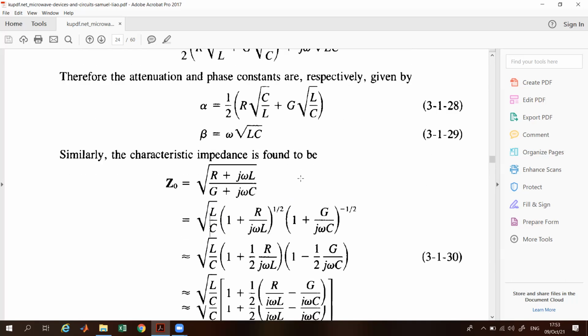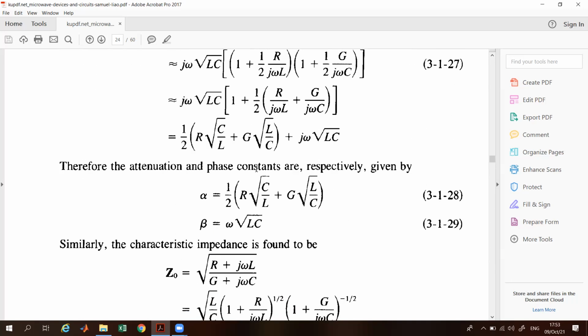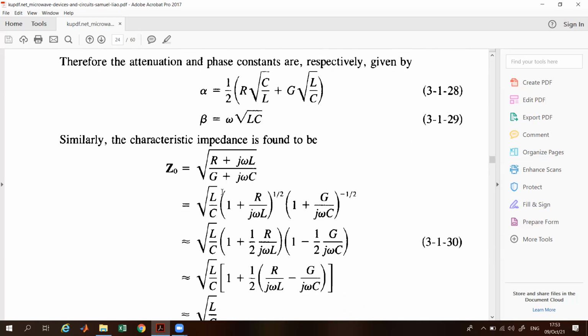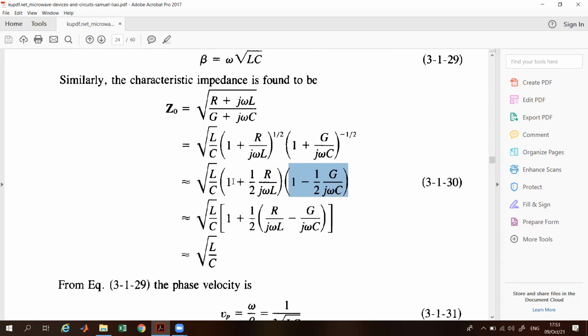Again, applying the binomial expansion here using this condition, then we have only the first two terms, and this one also, and this also. And then you multiply them, ignoring the higher terms. When you are multiplying this part with this part, we are left with this. And further, it is equivalent to root of L divided by C. And the reason is that R is much less than j omega L, and G is much less than omega C.